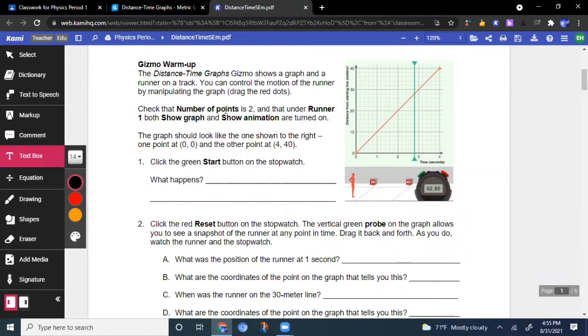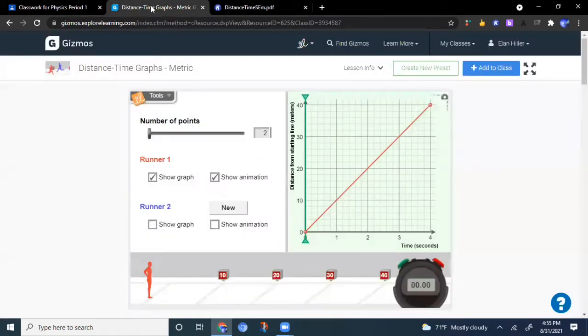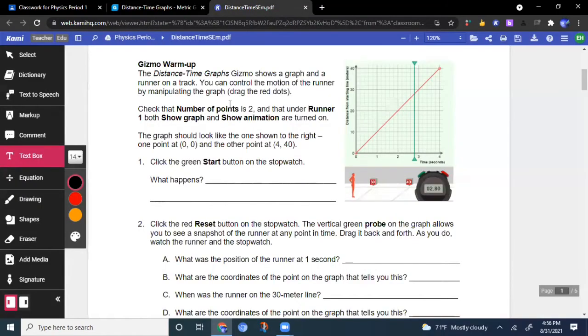Check that the number of points is 2 and that under Runner 1, Show graph and Show animation are turned on. Show animation is turned on, number of points is 2, everything is good there. The graph should look like the one that's shown, where (0, 0) is the starting point and (4, 40), that means 4 seconds and 40 meters, is the ending point. Click the green start button on the stopwatch. What happens?